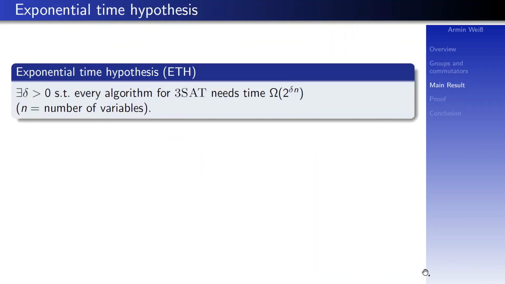Before I come to the main result, let me define the exponential time hypothesis. The exponential time hypothesis means that there is some constant delta such that there is no algorithm for 3-SAT which needs time less than 2 to the delta n, and n here is the number of variables.